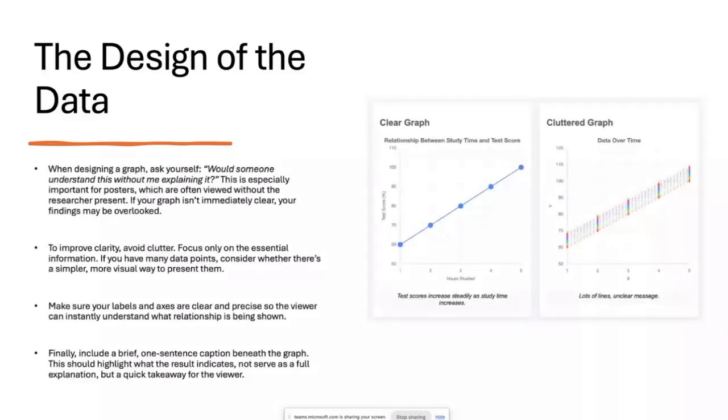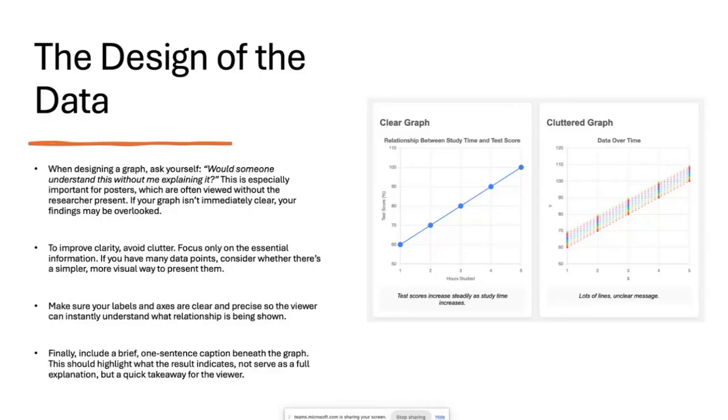Now, when you're designing a graph, you should also ask yourself, would someone understand this without me explaining it to them? This is especially important for posters, which are often viewed without the researcher there. If your graph isn't immediately clear, your findings might be overlooked. If you have to spend more than a couple of seconds trying to understand it, they might just skip it.